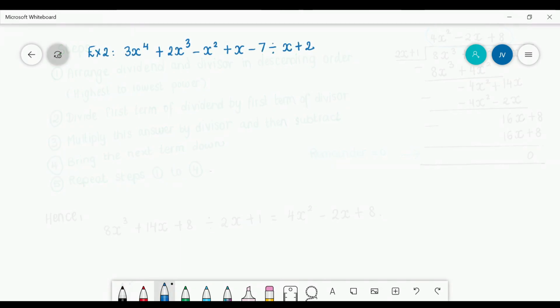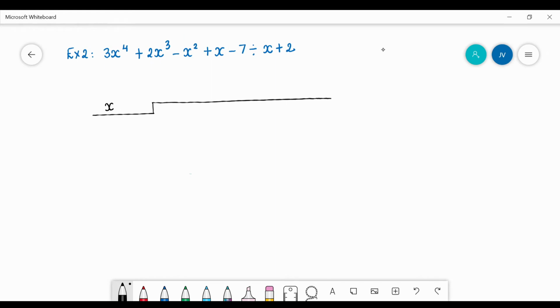Now let's try example 2. 3x power 4 plus 2x power 3 minus x squared plus x minus 7 divided by x plus 2. We arrange our dividend and divisor in descending order. So 3x power 4 plus 2x power 3 minus x squared plus x minus 7.